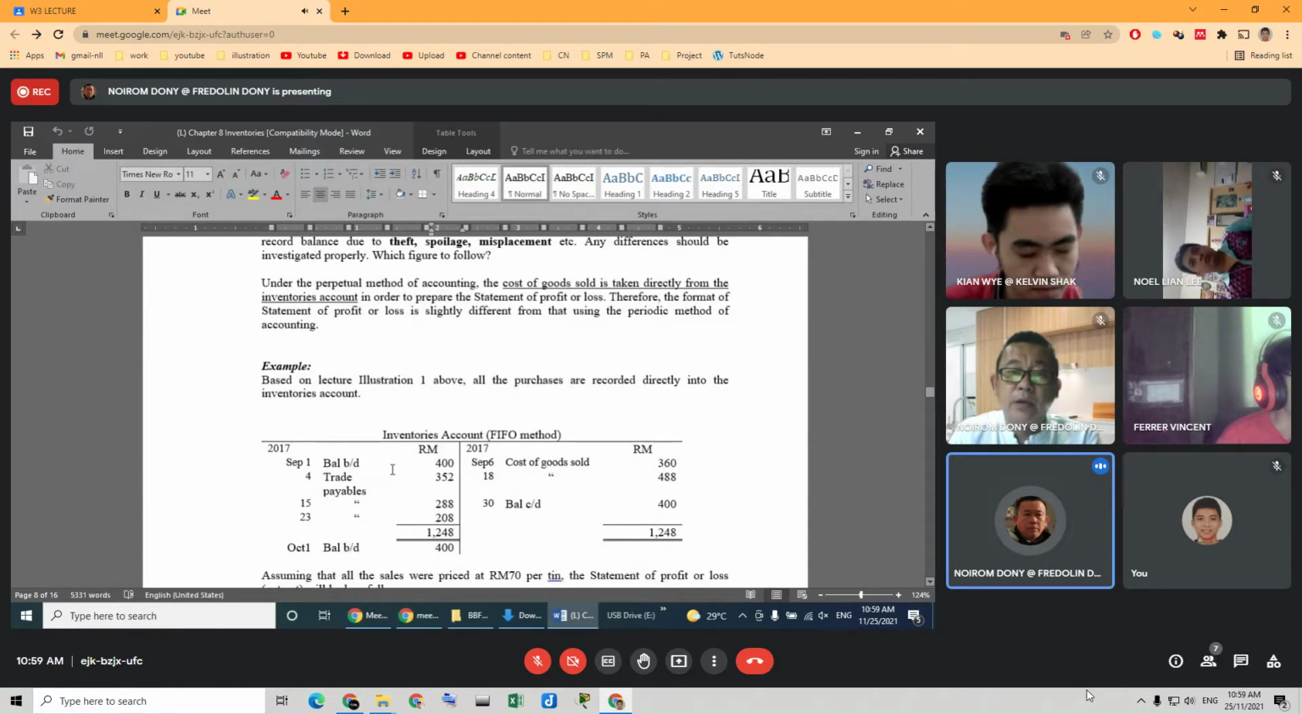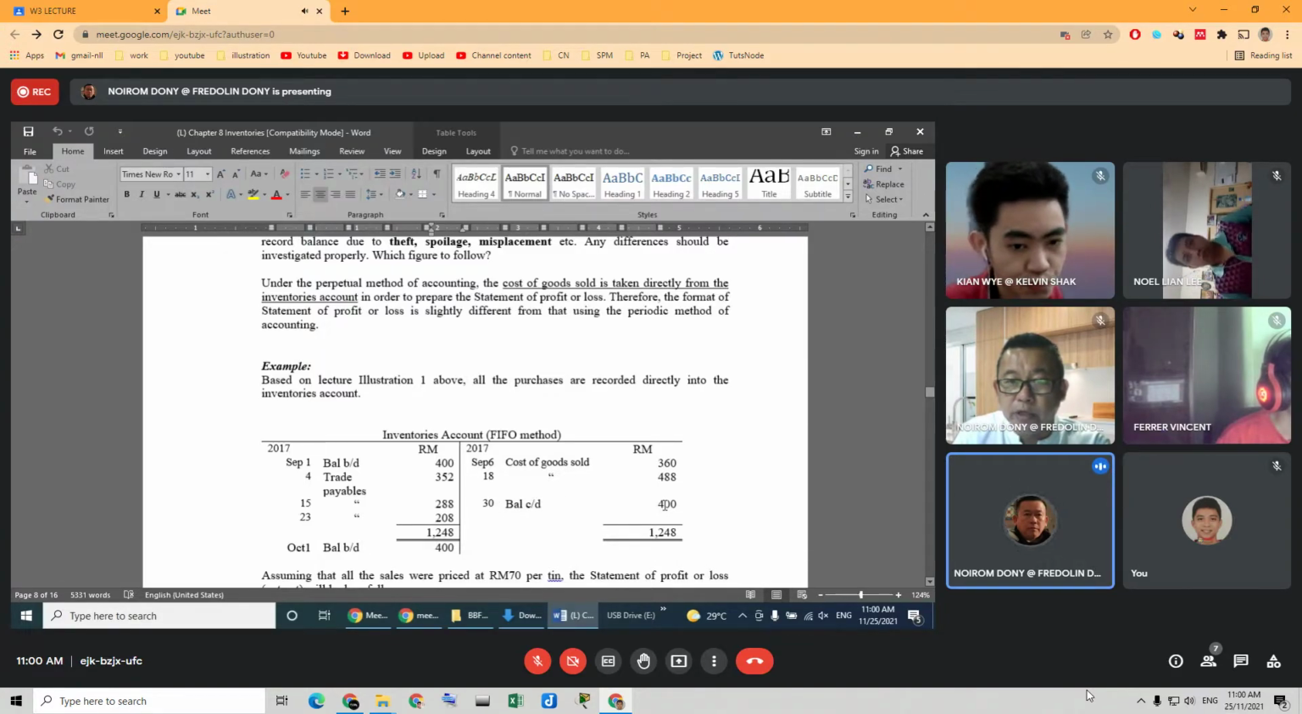Because all of this information we have, isn't it? Remember, inventory, as I've explained to you, is an asset. So any purchases increase the inventory amount, so we record on the debit side. When we issue, since we have the information on the closing inventory, we record 400 here, isn't it? So debit balance, 400, 400. So the balancing figure is actually the cost of goods sold. So we just record it in the inventory account.